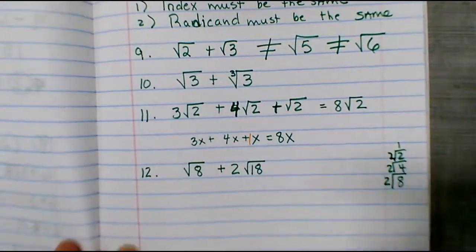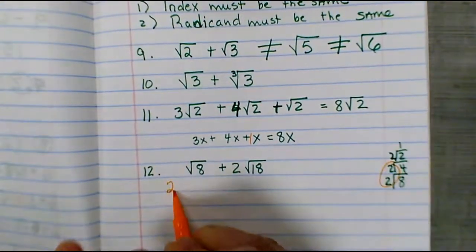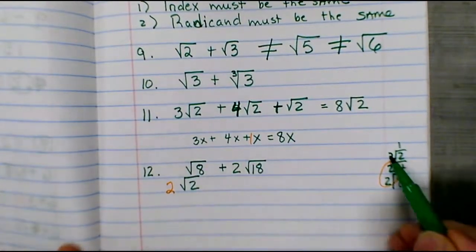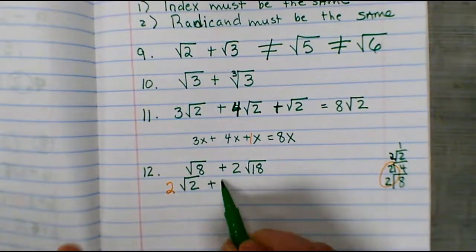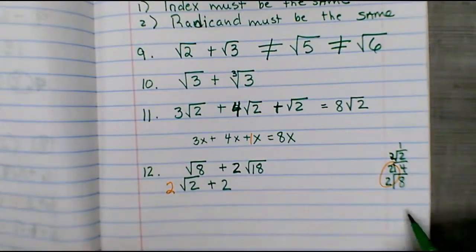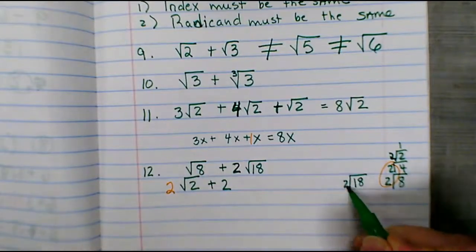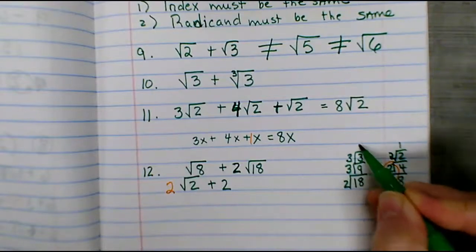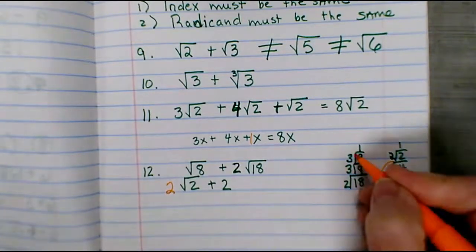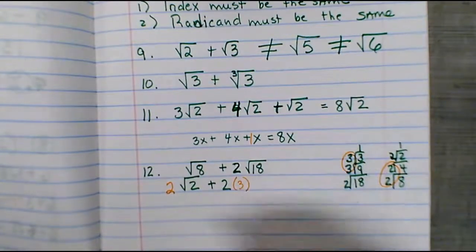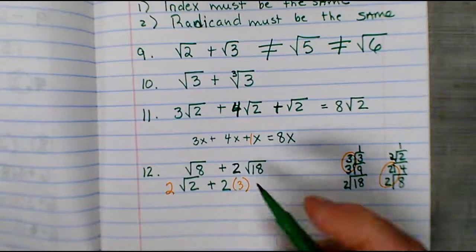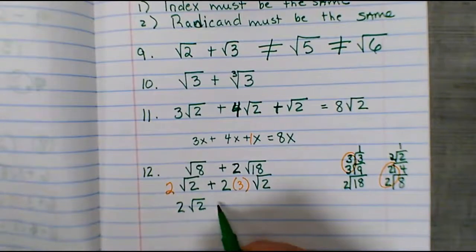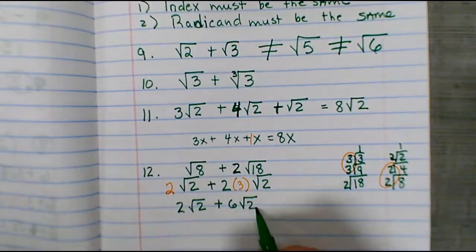So there's a pair of 2's here, so I have a 2 on the outside and a 2 on the inside, plus this 2 right here, and then I need to simplify 18. Here I have a pair of 3's with a 2 left over. So this is 2 square roots of 2 plus 6 square roots of 2.